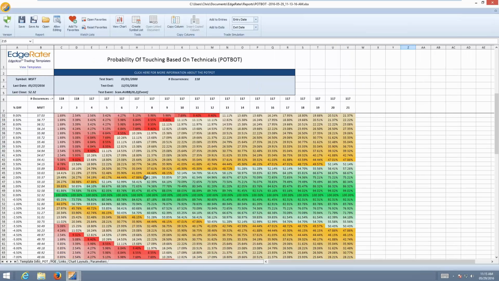So what's happened is the software has looked back through Microsoft's history, and it's looked at every single time the price crossed above the upper Bollinger Band. And you can see the number of occurrences here: there's 118 occurrences of that over that period of time. Then it's looked ahead from all 118 of those events. The very first column here, column C, is just looking ahead 2 days.